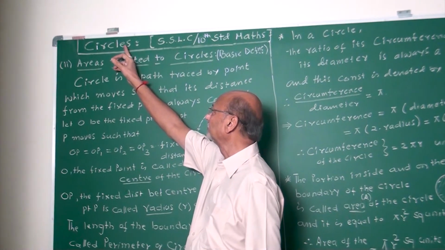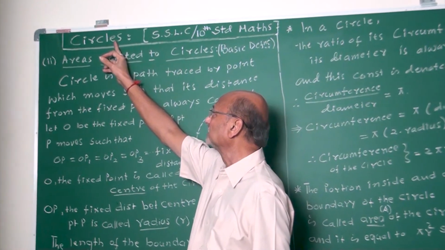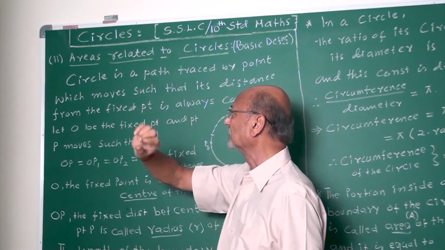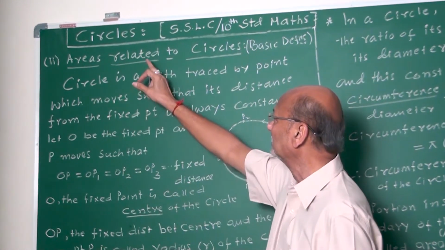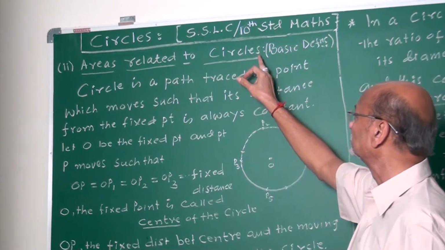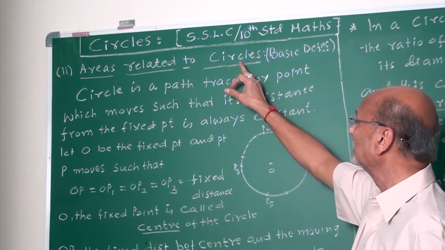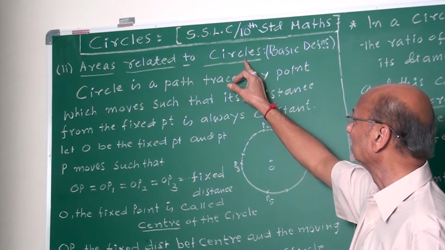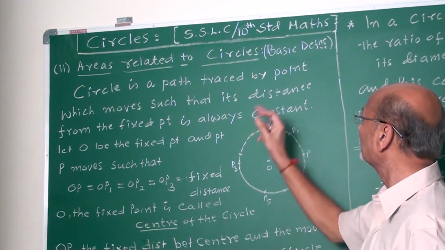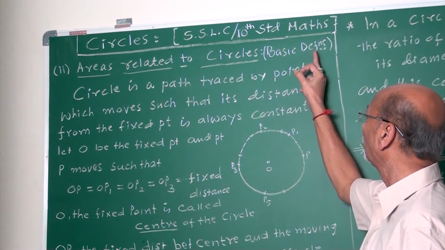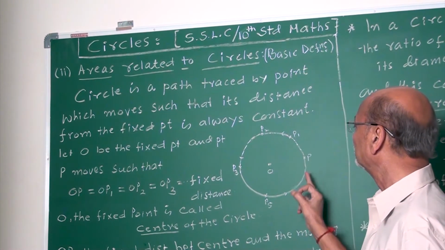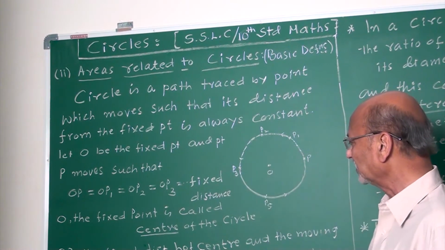That is the first part of the circle. This is the second part of the circle. What is the second part? Area related to the circle, in this case the area of the circle. Once again, my friends, these basic definitions or basic concepts connected with the circle, I will explain once again.